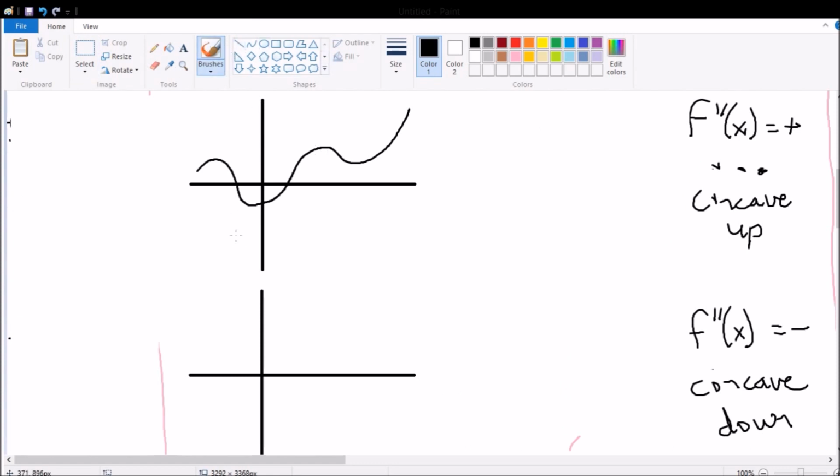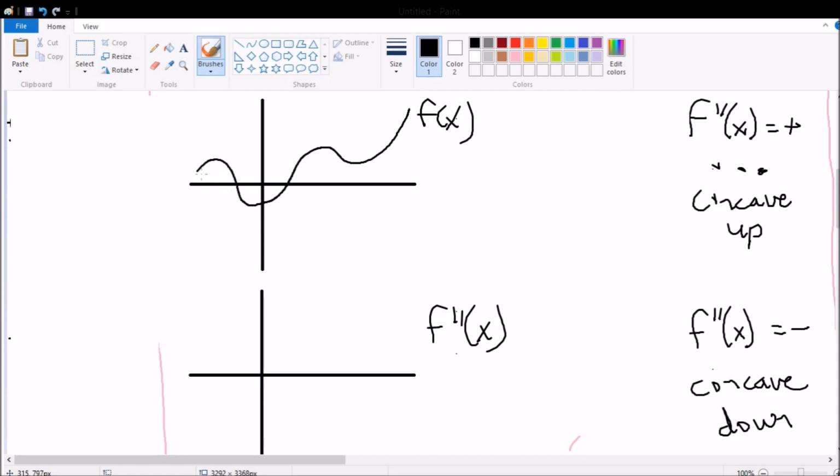Okay, so here we have the graph of f of x, and we want to graph f double prime of x. Now we don't even really need to graph f prime of x to graph f double prime of x, because remember what? So f of x is the graph, right? F prime of x describes the slope. F double prime of x describes concavity. So when it's positive, you have concave up. When it's negative, you have concave down.